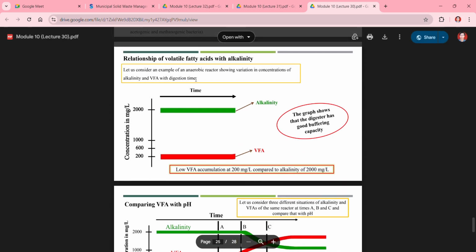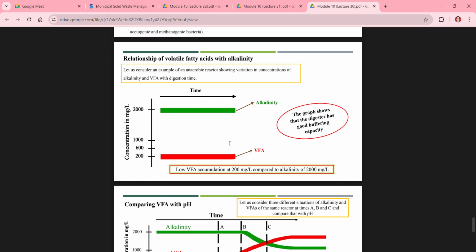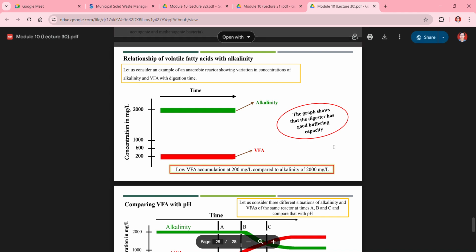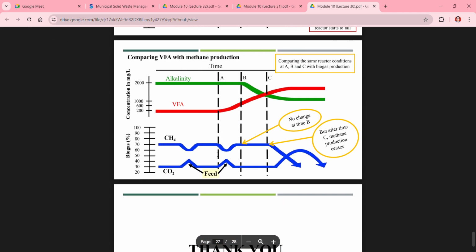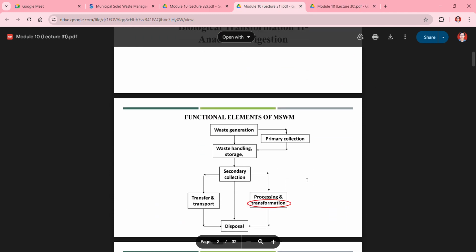Then if we see the relationship of volatile fatty acids with alkalinity, VFA will control the alkalinity of the process with time. Okay. Then coming to the second lecture of the week.